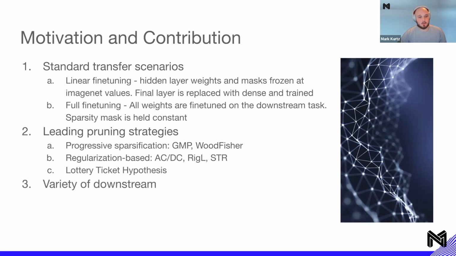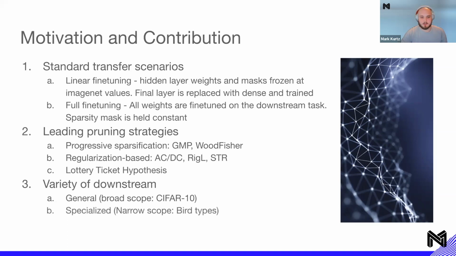And then finally, we have a variety of downstream datasets that we evaluated on. These broke down into two groups. One was general, which is a broad scope, such as CIFAR-10, where we have not necessarily a visual representation that is similar between the classes. CIFAR-10 and CIFAR-100, for example, go across many different classes, such as cars and animals and things like that. So there's not a lot visually similar across those in terms of the filters you would want to learn. And additionally, we have specialized, which are narrow scope, such as bird types. Different types of birds. And obviously with birds, we have beaks and eyes and feathers and features that can be reused across all the classes. So it's learning something that is generally very narrow in terms of the solution on what it's trying to classify.